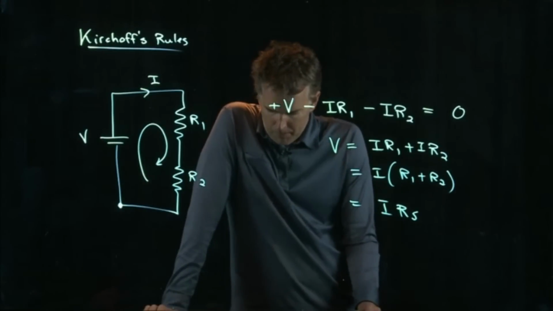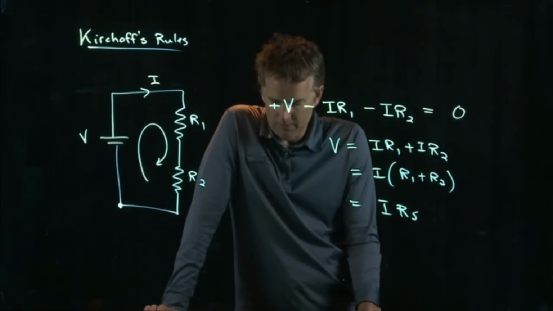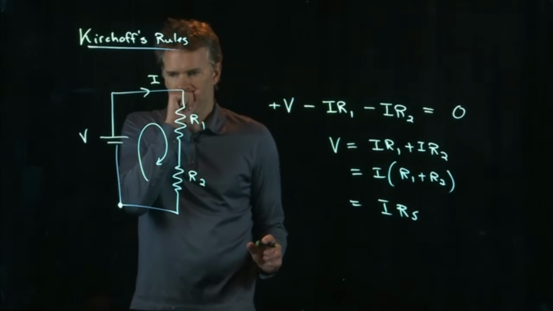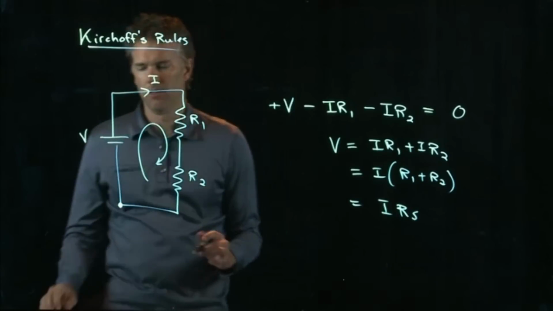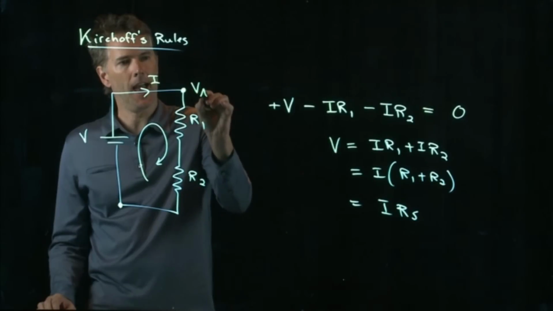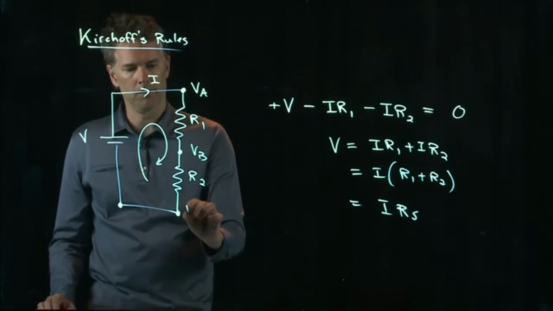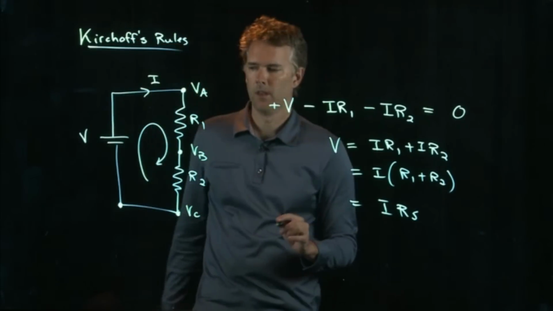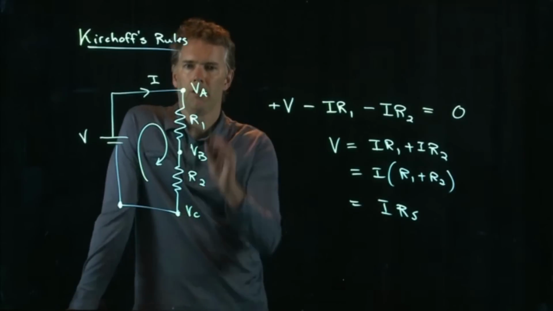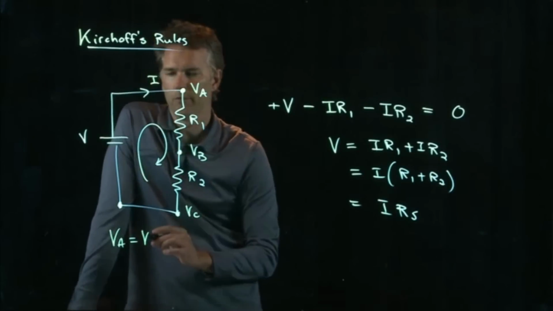Now, in the problem that we were just looking at, they wanted to know the voltage across the 960 ohm resistor. So let's think about this for a second. Let's say that this is up here. We will call this VA. We will call this VB, and we will call this VC. And we'll draw everything relative to ground here. What can we say about VA? VA is just equal to the battery voltage V.